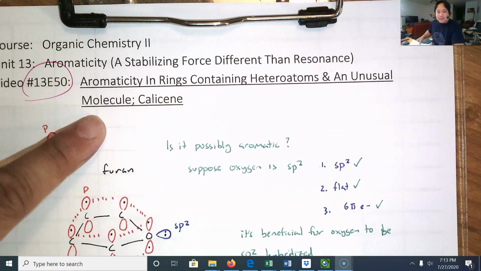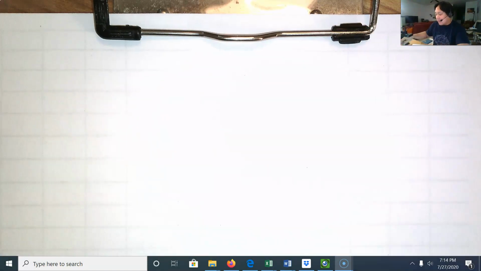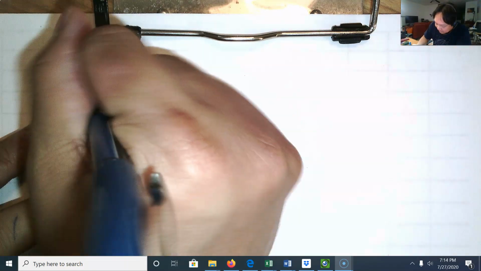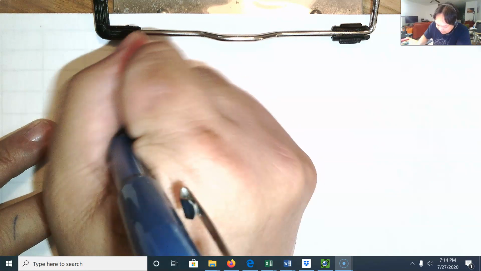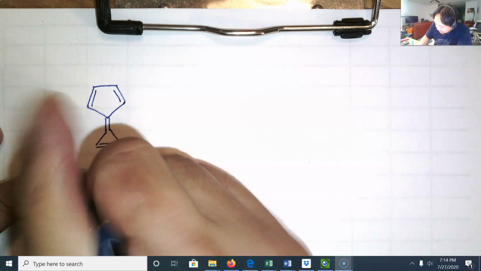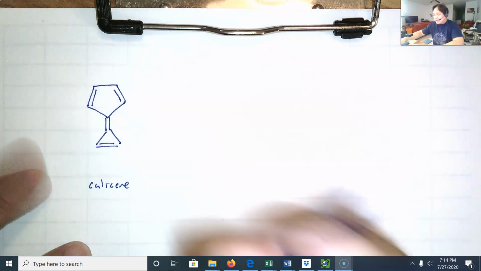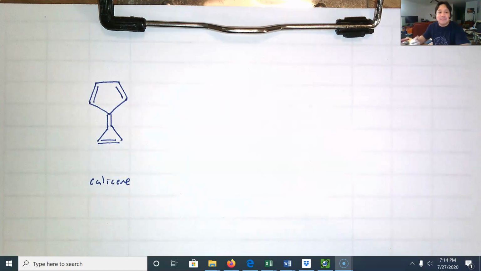Okay. Now, I do want to go over this unusual molecule, calicine. Calicine comes from the Latin calix, which is part of the word, or makes up the word chalice. You know, a chalice like a cup. So calicine looks like this in one of its forms. I'm drawing this a little bit big. Isn't that a cool looking molecule? Calicine. But the molecule doesn't exist like this in real life. It has a resonance structure.